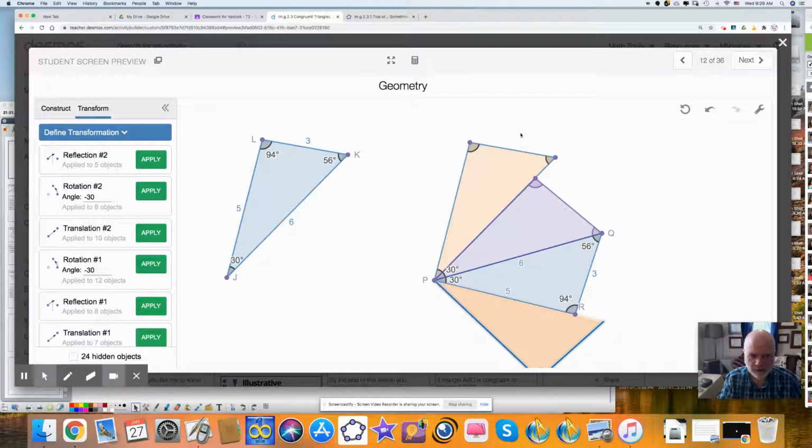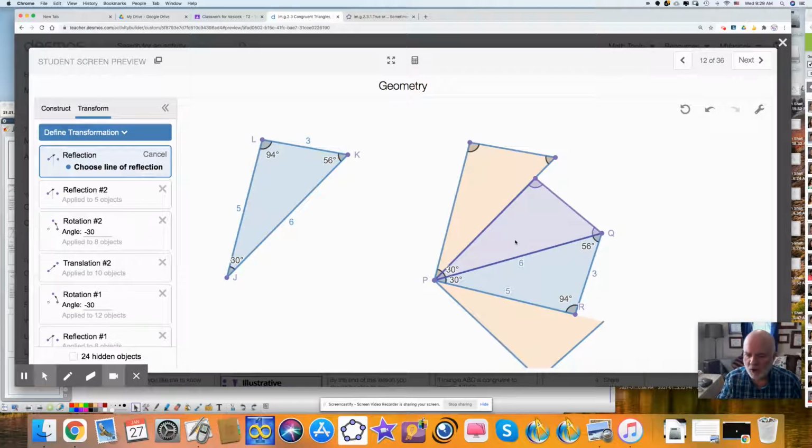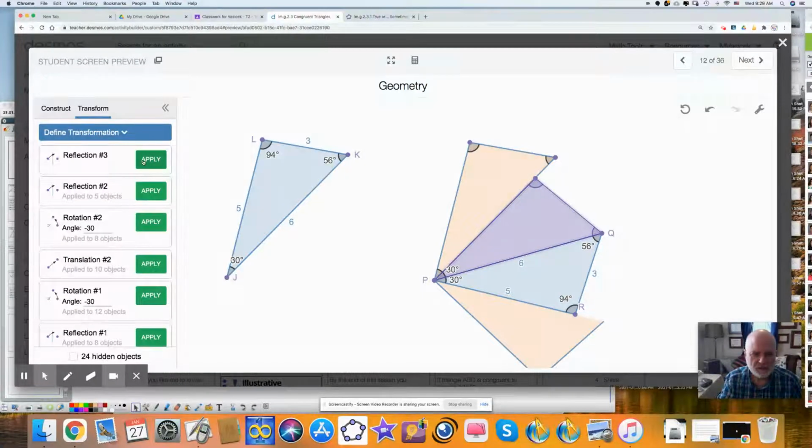Let me go back. I'm going to define the transformation, reflection across this line. And when I reflect this triangle across this, there it ends up. Now it ends up in the right place. And we did this for each of these. And you should do this for each of these.